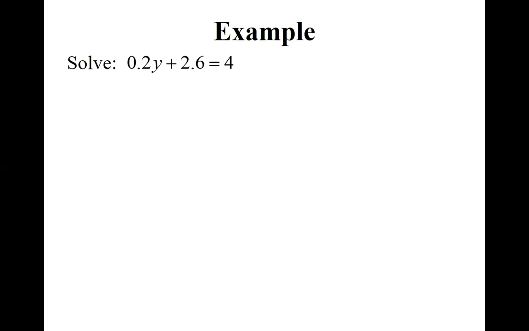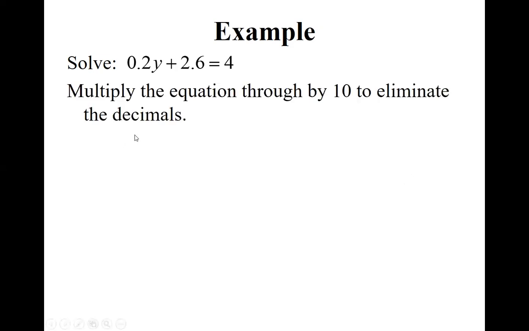It would be a lot easier if we could get rid of the decimals before we did any of the other work. Let's multiply the equation through by 10 to eliminate the decimals. Why 10? Because the decimals end in the tenths spot. And a way to cancel out 1/10 is by multiplying by 10.